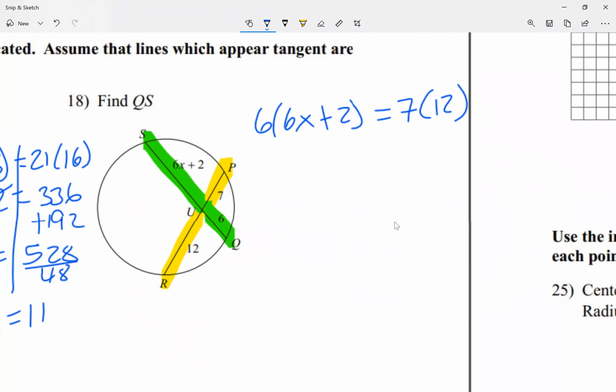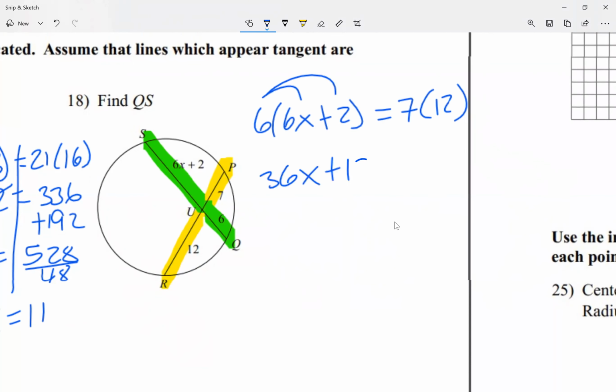Okay, for the 6, let me distribute the 6. So that's going to give me 36x plus 12 equals, I know 7 times 12 is 84. Okay, and let me separate them to the sides of the equal sign. I want the 36x by itself, so this plus 12, let me move it over as a minus 12.